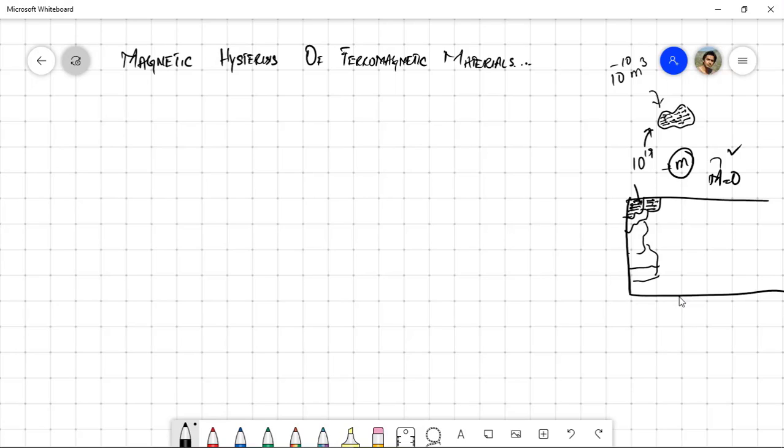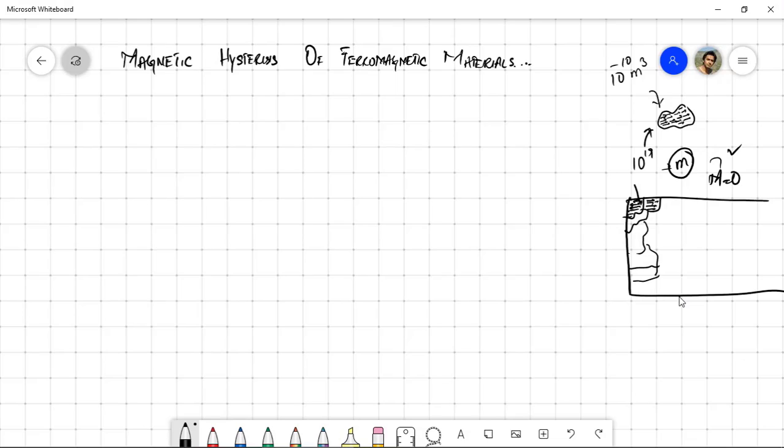Boundaries between the two domains consist of thin transitional regions, thin regions after which the atoms change their direction to some other direction. This thin part is called the domain wall.